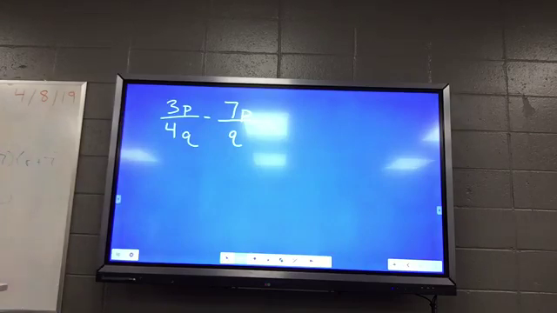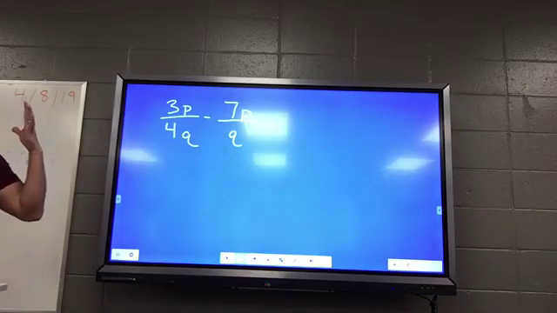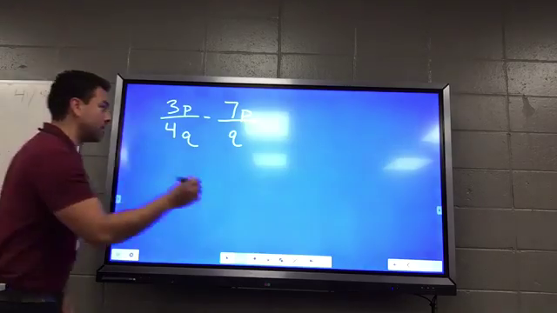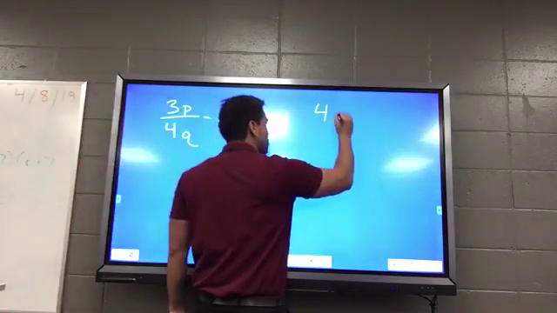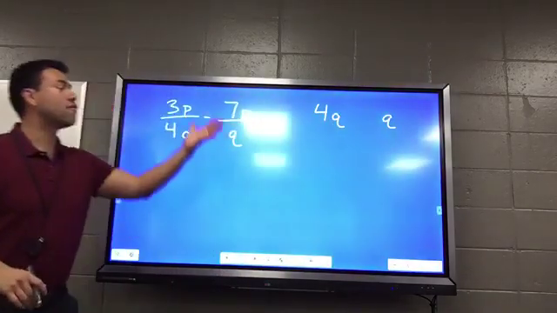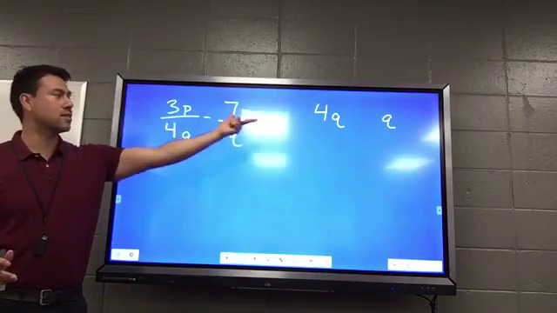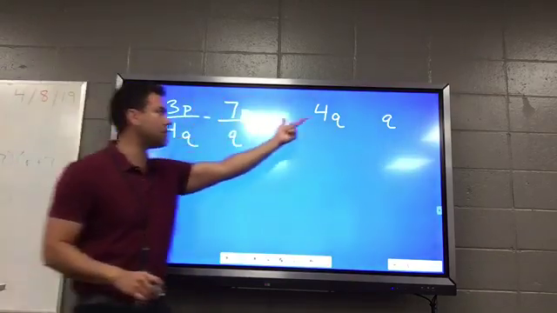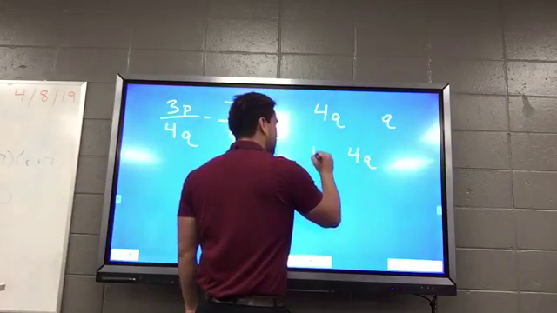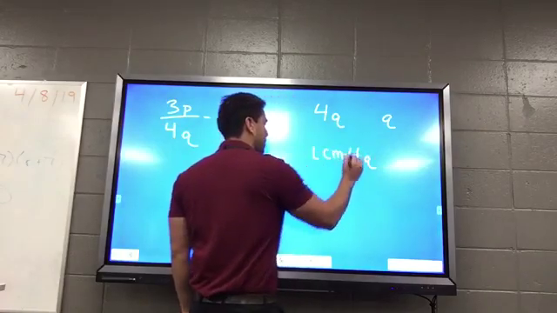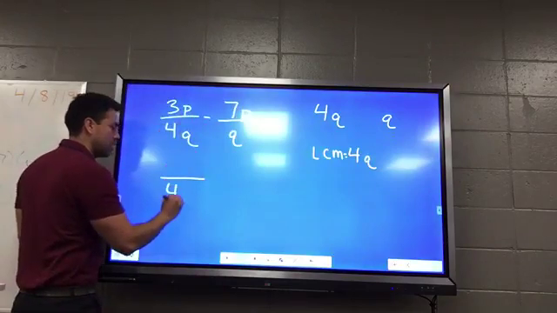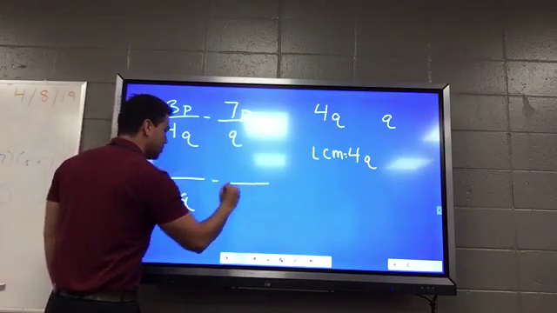Anyway, here's my problem. Can I subtract these as they are? No, because they don't have a common denominator. So really, all you're trying to do is get the LCM of those two. So what's the LCM of 4q and q? 4q. That's the LCM of those two. So what do I want both denominators to be? 4q.